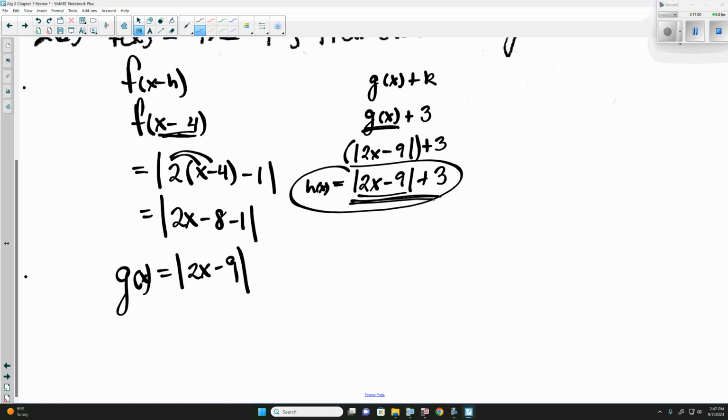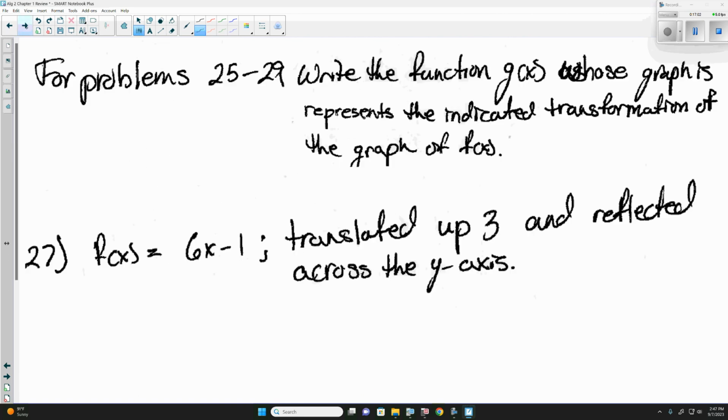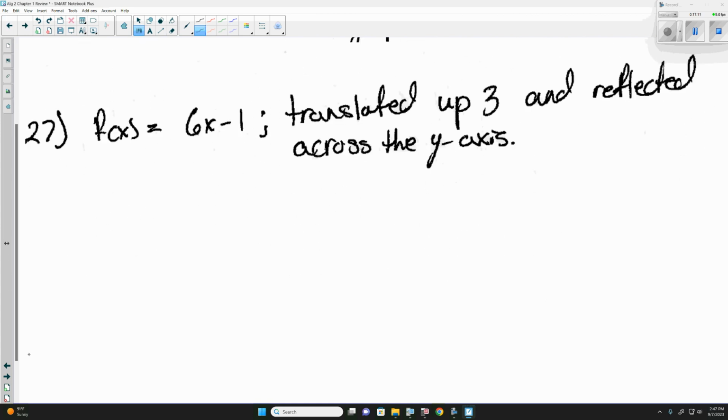Can we do 27? This one? So we'll do this one, then we need to move on. If we do have time at the end, we'll come back, but I do want to make sure to hit the others.